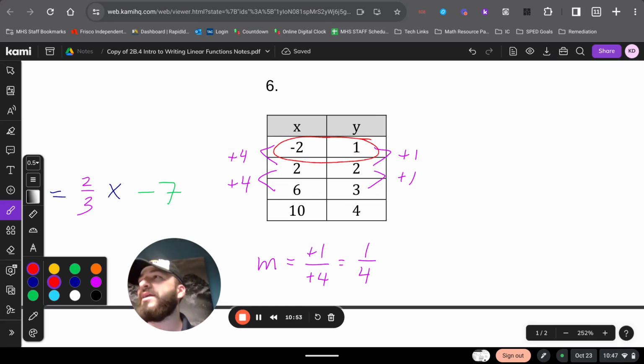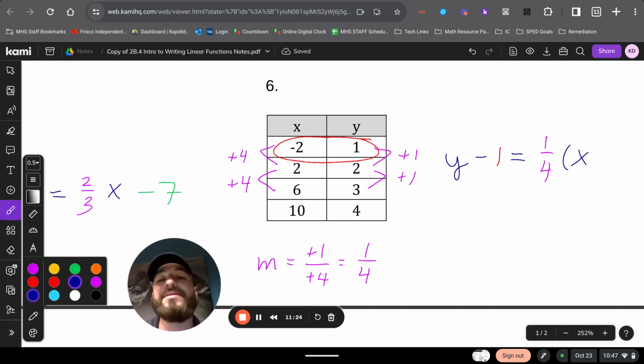Sometimes, if it's a multiple choice question, you might just check which point it looks like might have been used to write the equation. But you can technically use any point. So we're going to use that point -2, 1, -2 being my x1 value and 1 being my y1 value. So we're going to go ahead and write our equation y minus y1, so y minus 1, and that would be equal to our slope, so 1/4, and then our x minus x1, so x, and then it's -2, so minus -2 would be equal to +2.